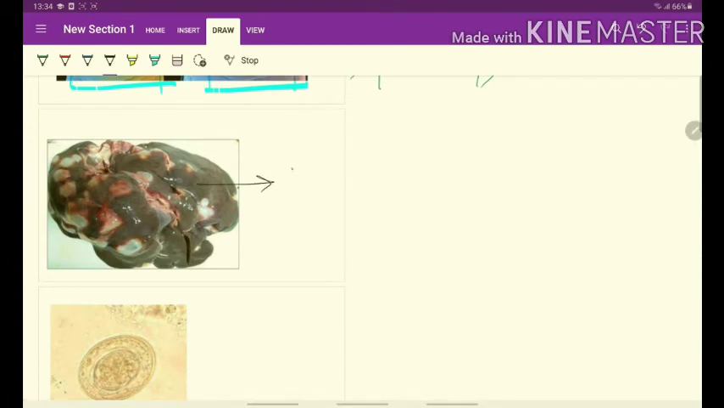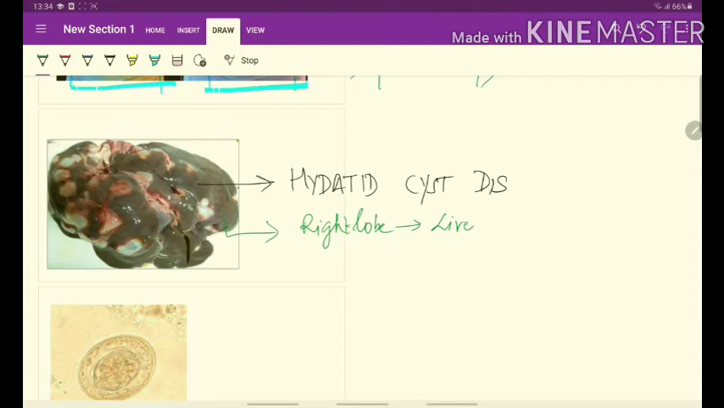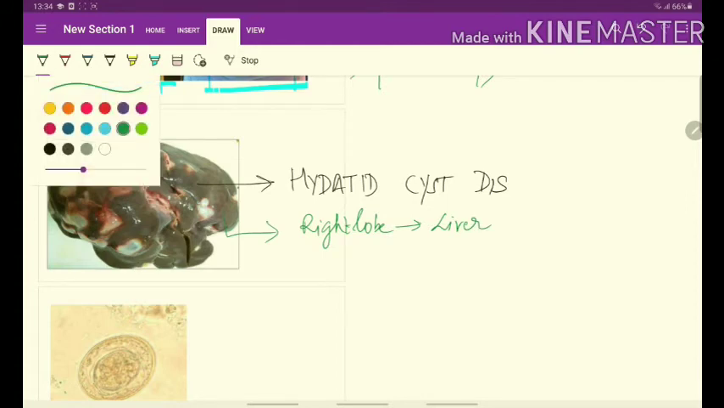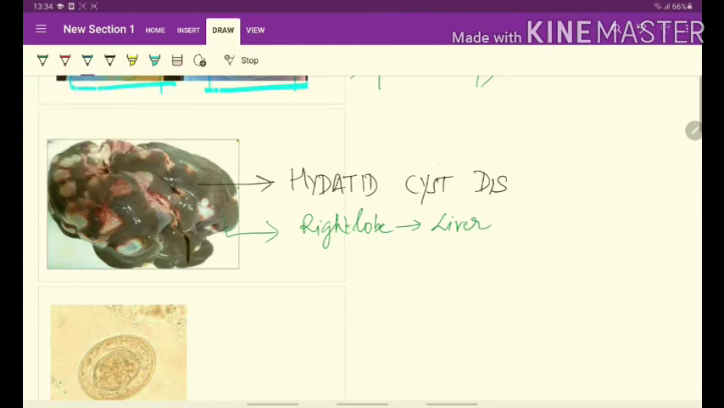This is an image showing hydatid cyst disease. Most commonly affected organ is the right lobe of liver. The hydatid cyst disease is caused by Echinococcus granulosus, which is the dog tapeworm.